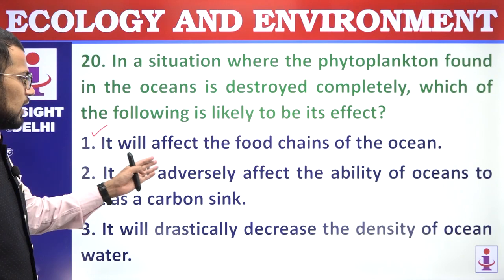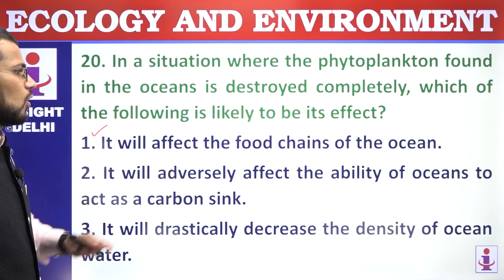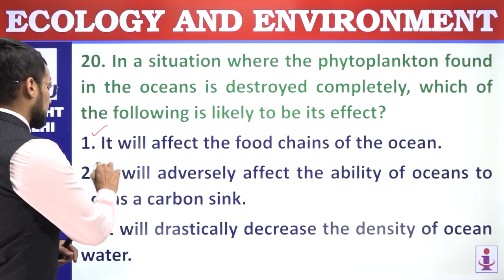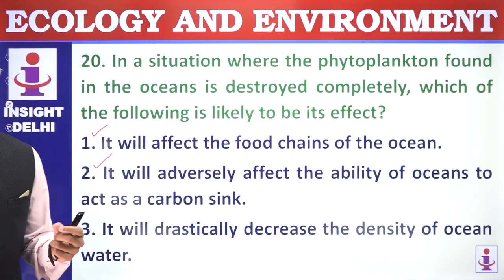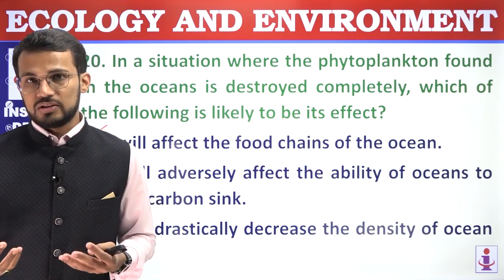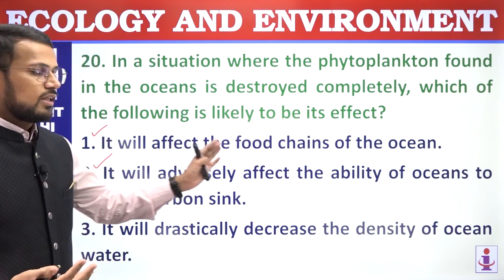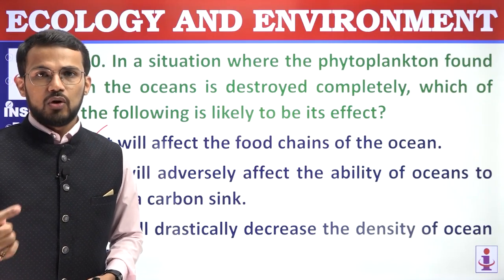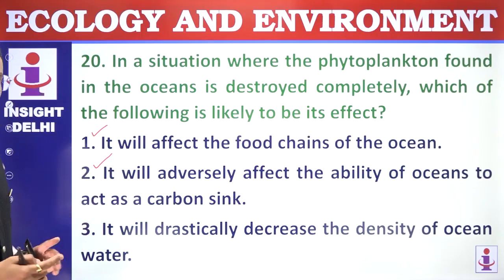Second, it will adversely affect the ability of oceans to act as a carbon sink. This is also a correct statement because phytoplanktons, being producers, use carbon dioxide for photosynthesis. If they are not there, that means oceans will not be able to act as a carbon sink for CO2, and hence second is also correct.